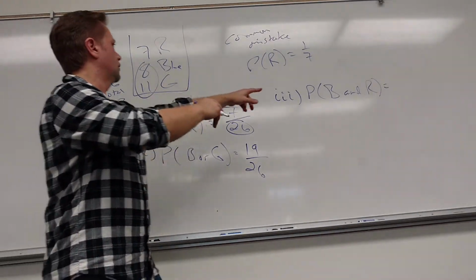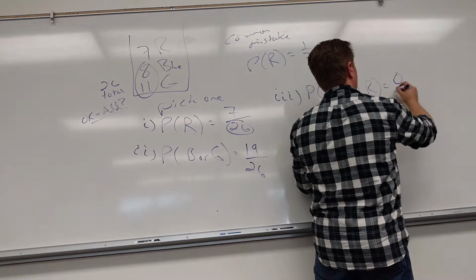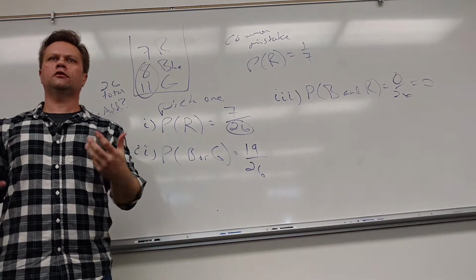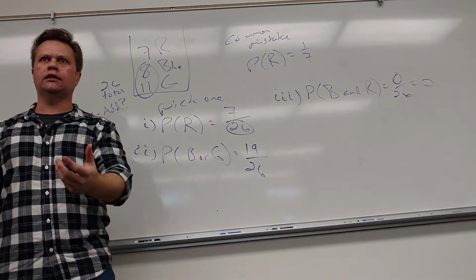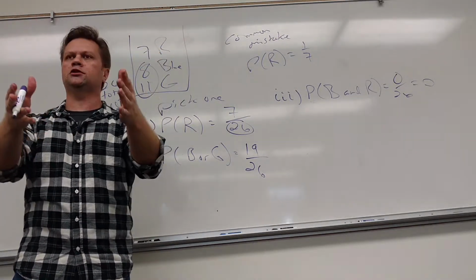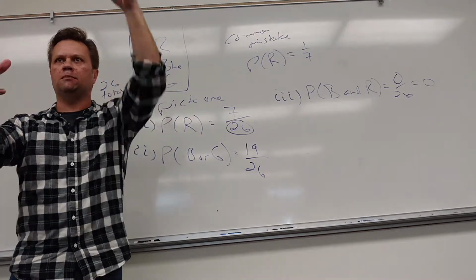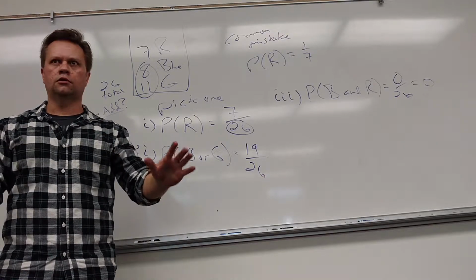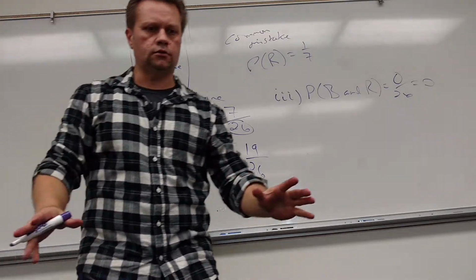Let's see. Oh, so this will obviously be 0, because there are none that are both blue and red. So be careful about the English meaning of "and." In English, "and" means several different things. Math says, English, stop that. "And" means it must be both. That's what "and" means, all right? In math. Cool. I like it.